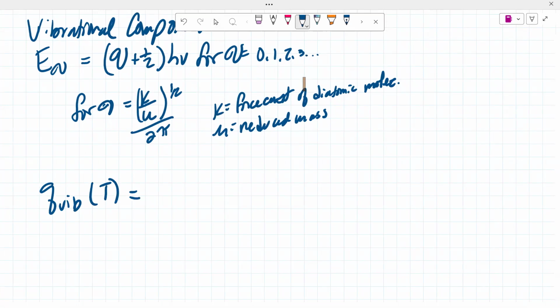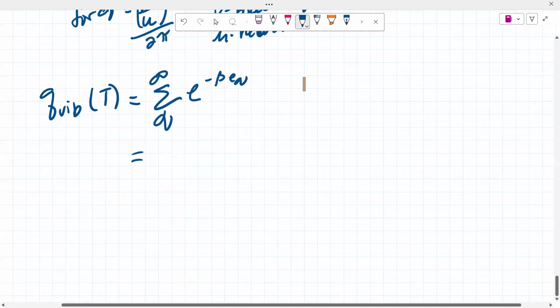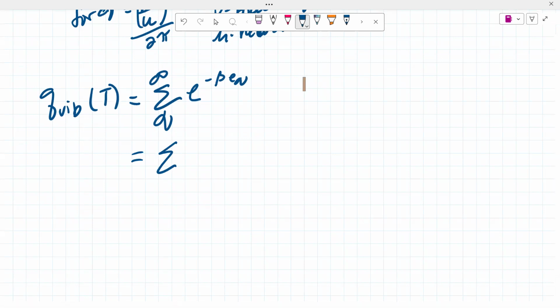So the vibrational partition function, from the beginning up to the end, is e to the negative beta epsilon_vib. The vibrational level equals the summation of v up to infinity of e to the negative beta (v plus 1/2) times h nu, and this can be solved with a geometric series.